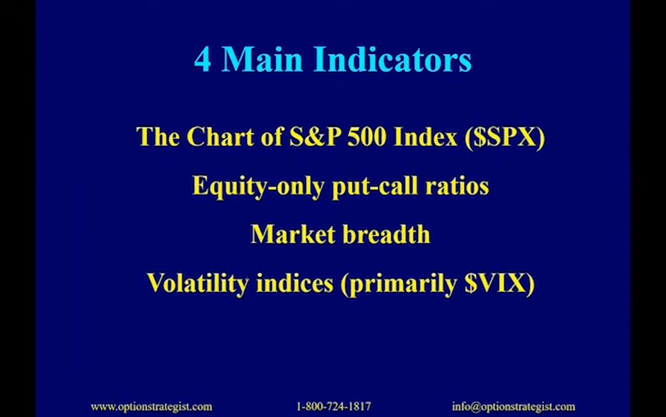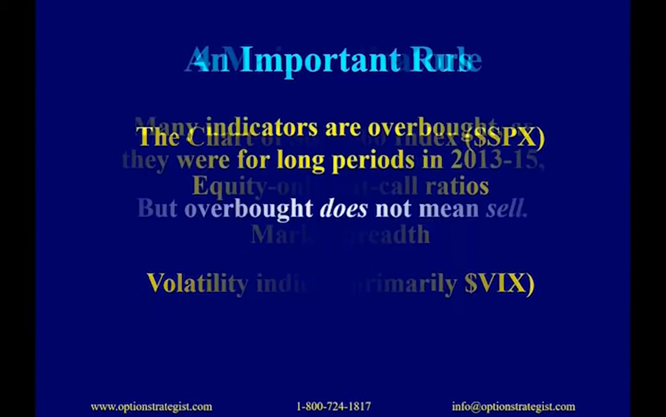So when I'm looking at the market, I look at four main things, although we're going to be delving into a few extra things as well today. The first and foremost is the chart of the S&P 500, because if the S&P 500 chart is bullish and you have bearish indicators, you have a problem. So the most important thing is the chart of the index itself, the chart of the market. But we also look at equity only put call ratios, a very useful contrary option indicator. We look at market breadth, and we have a slight option twist to that. And then we look at the volatility indices, primarily VIX, but others as well.